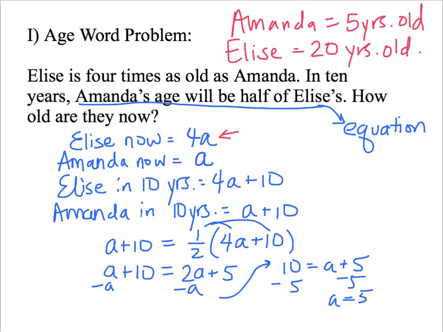Okay, and I violated my own rule. I was supposed to put these in the form of a sentence, so I'm going to erase my equal sign and write the word is. The abbreviations are fine. All right, that's an age word problem. Let's do the next one.